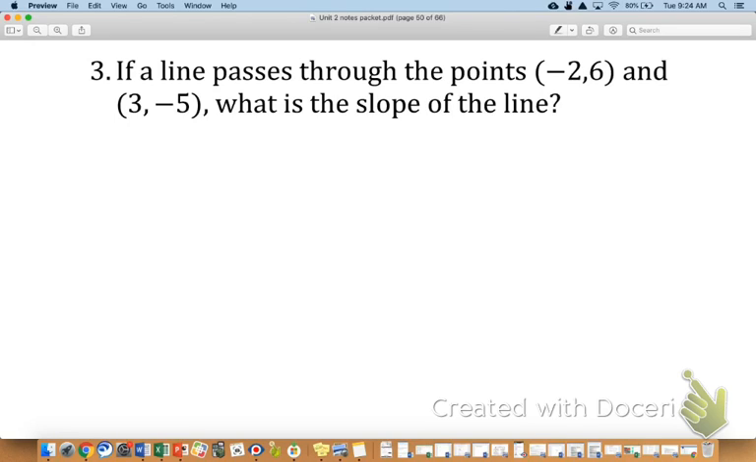It does not matter which one you call first or the second, you just have to stay consistent. What you don't want to do is do this minus that over that minus this. It's got to be this minus that over this minus that, or this minus that over this minus that. So the one thing you can't do is 6 minus 5 because 5 is not one of the coordinates. There's a negative 5 that's one of the coordinates. So I can see how somebody would do 6 minus negative 5, but I don't think you can do 6 minus 5. Make sense?